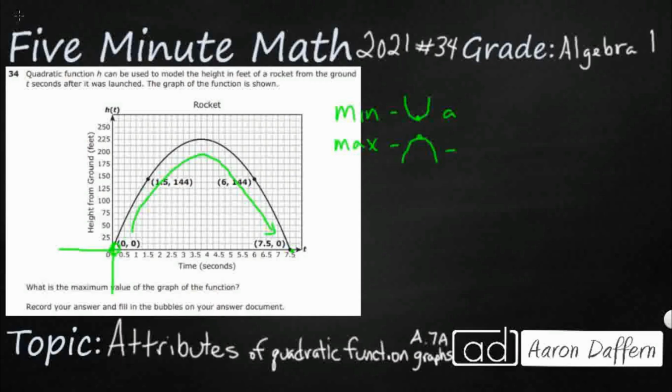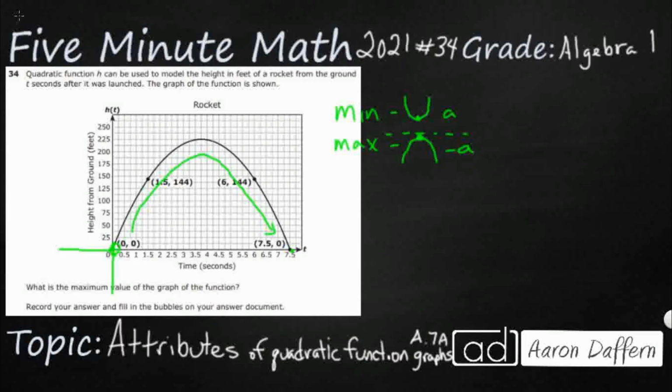That means we have a negative a, because it's the positivity or negativity of that a that actually tells us whether it opens up or opens down. And we're looking for that maximum value. So where is it that it goes? Right there, the highest it goes.